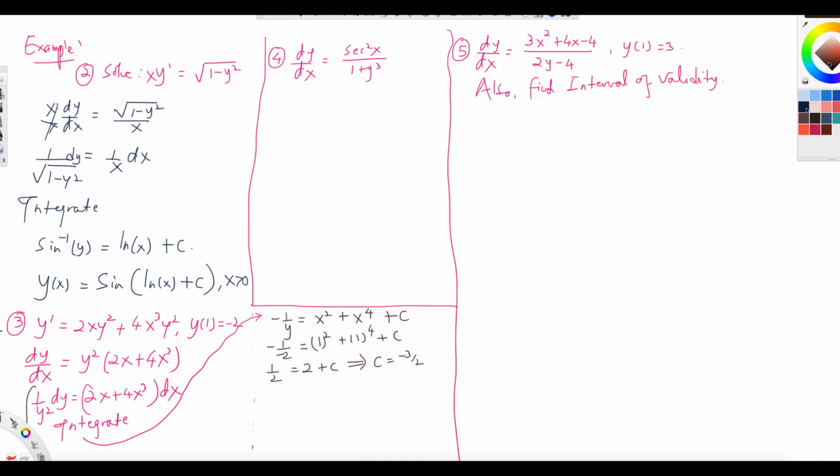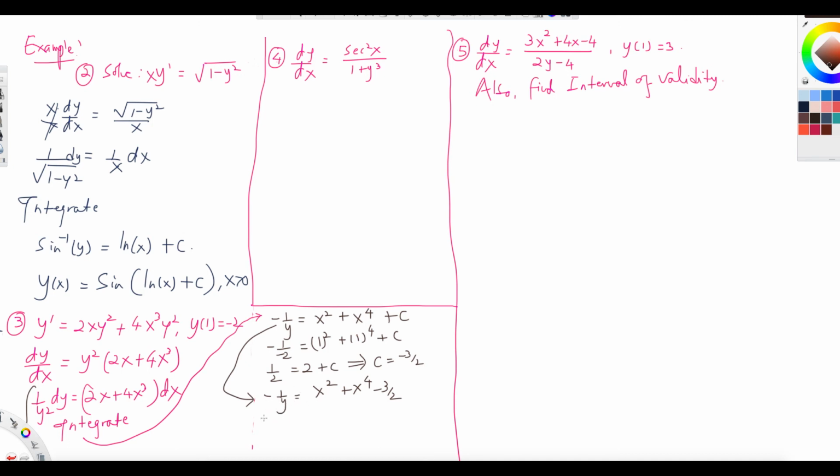So let me plug in that thing here. So negative 1 over y equals x square plus x to the 4 minus 3/2. Okay, guys. Now what you do is you need to solve for y. So you need to flip that, right?